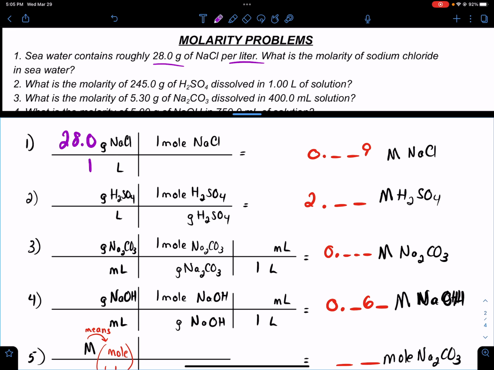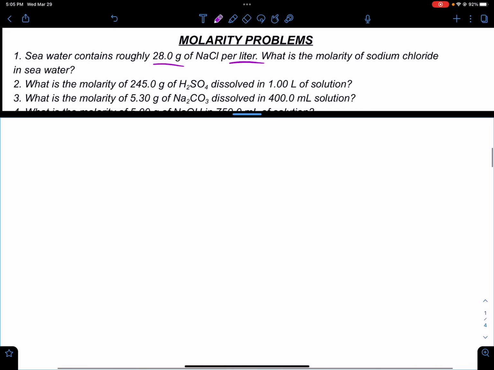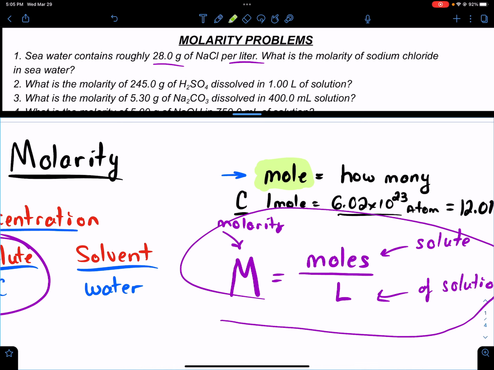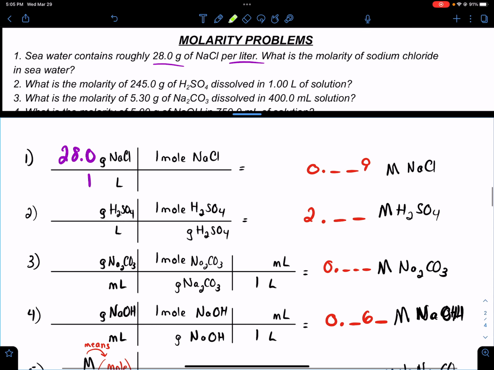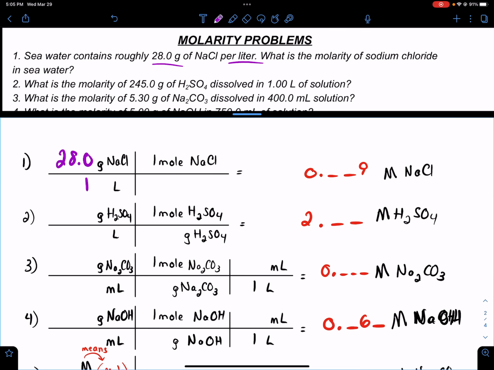Now, according to our unit of measurement here, we've got liters on the bottom, but we don't have moles on the top, and that's what we need. So how do we get moles on the top? Well, you need to get rid of your grams sodium chloride. If you want to get rid of something, you have to cross cancel it. So we're going to put grams NaCl right here. What you need to do now, this is not something I'm going to do for you.